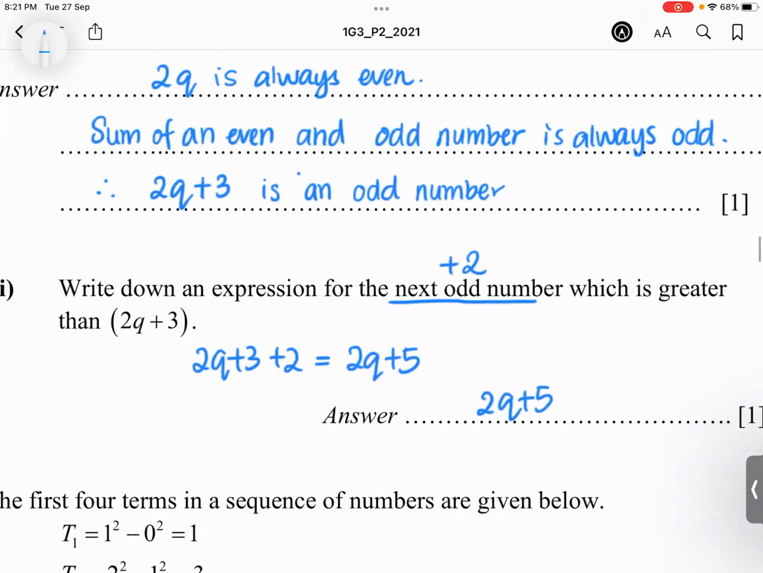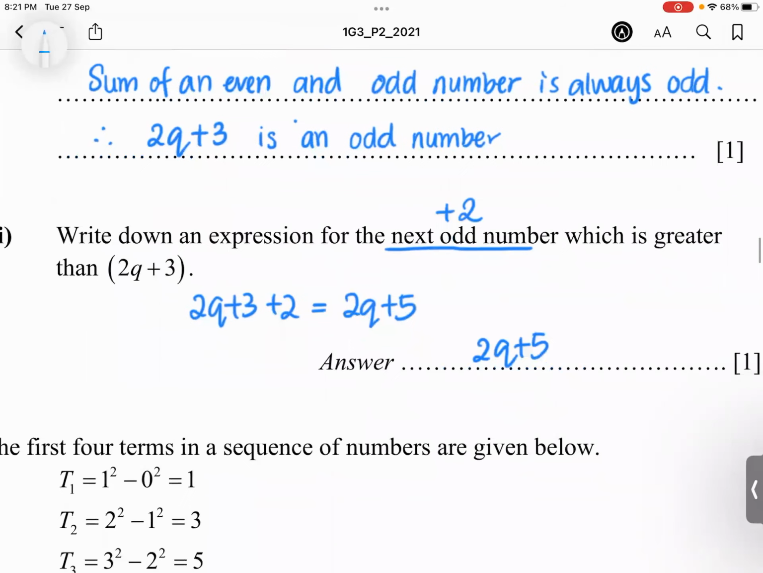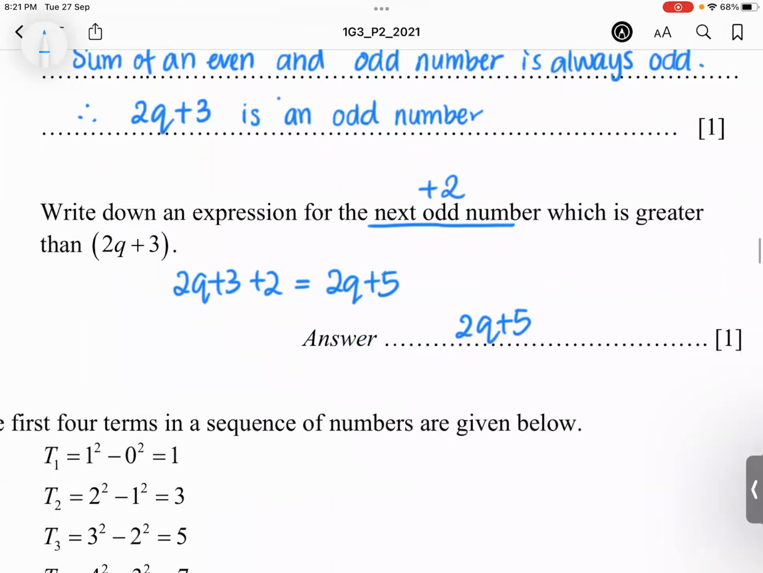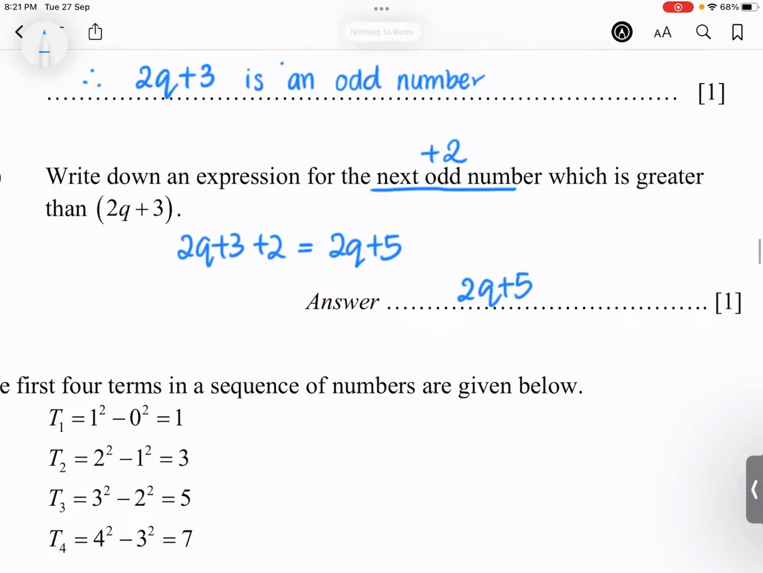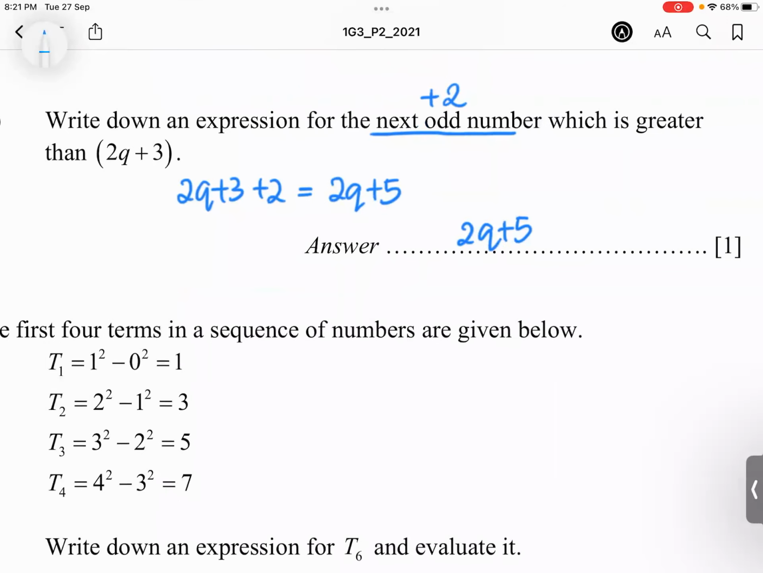Next question, write down an expression for the next odd number. We know odd numbers skip by 2, so we add 2 to it. Then that will be 2q plus 5. And they want a number greater than, so you just add the 2. If they want a number smaller than, then you just minus the 2.